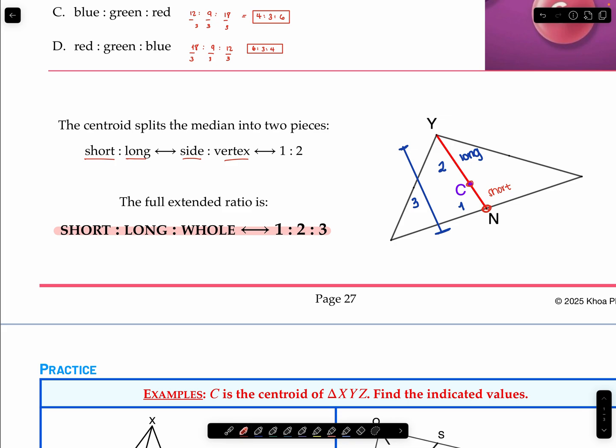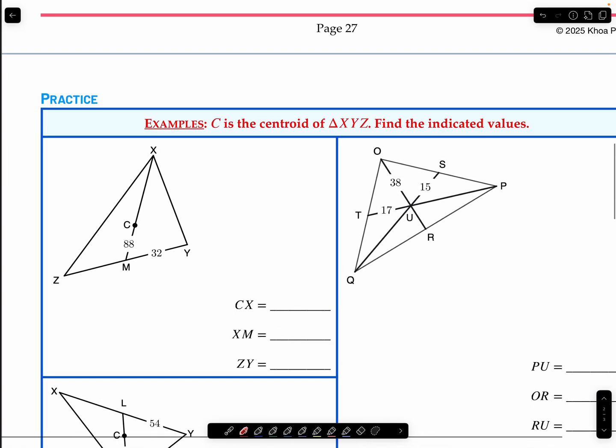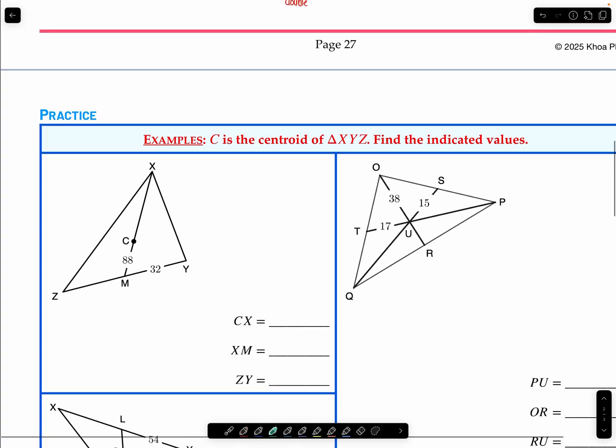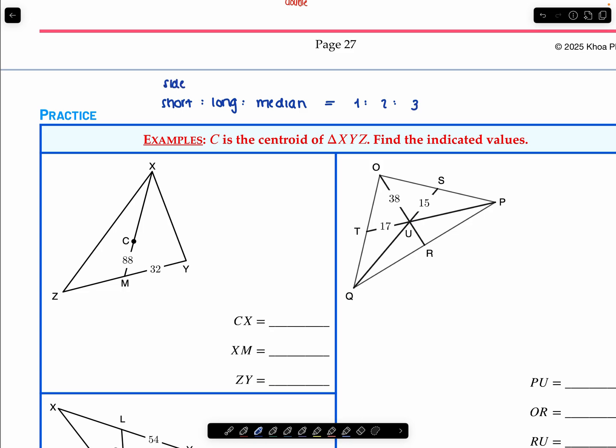Which is to say, for example, that the long is double the length of the short, or that the whole thing, the whole median, is triple the length of the short. And ratios lend themselves really well to fractions. So I'm just going to rewrite this again. This is going to be short to long to the entire median. That ratio there is 1 to 2 to 3. The short, remember, comes from the side. The long comes from the vertex.